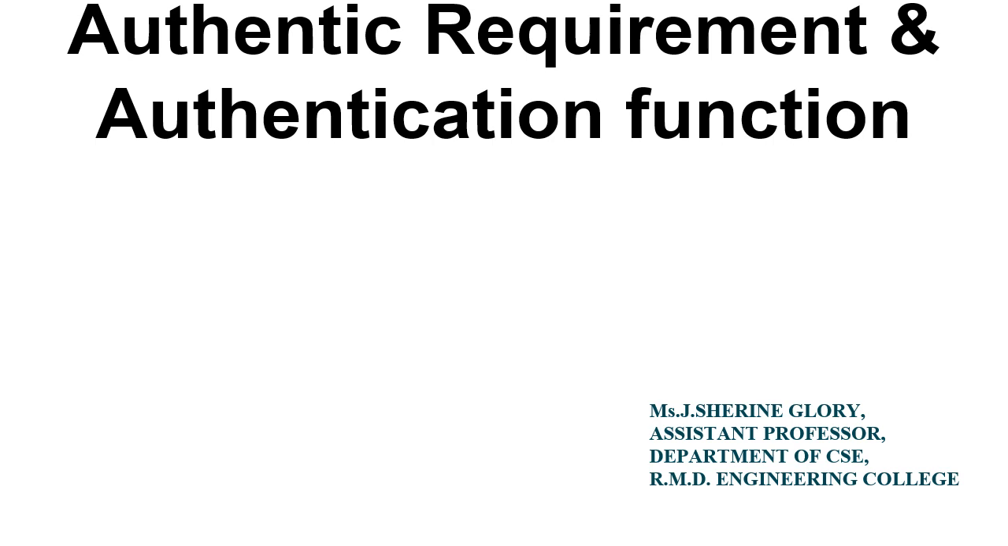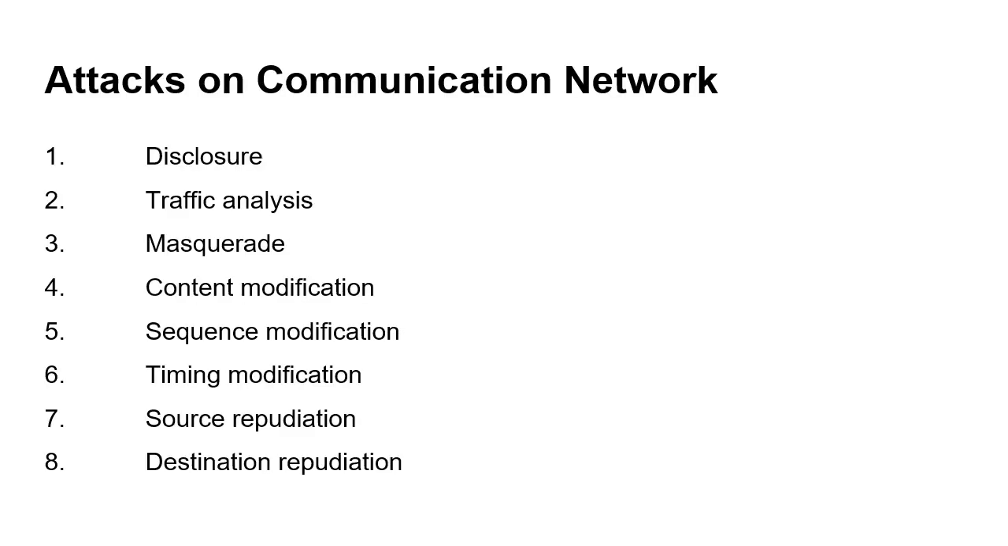So this unit 4 widely describes message authentication and integrity. This is the first topic in the fourth unit. Regarding this authentication requirement, first we are going to discuss what are all the possible kinds of attacks in the communication network. It has been listed out over here.